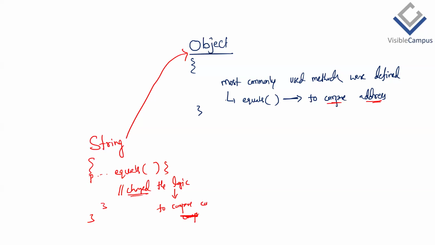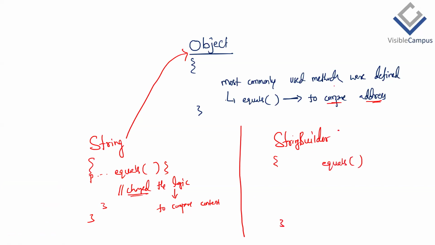To compare content. That's why when we use this equals method on string, it will compare the content. Then there is one more class called the StringBuilder class. In this class also, they have used the same equals method, which is there in the Object class. It is also used in this StringBuilder class.